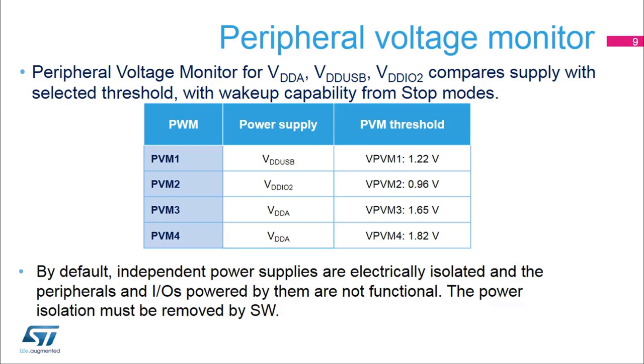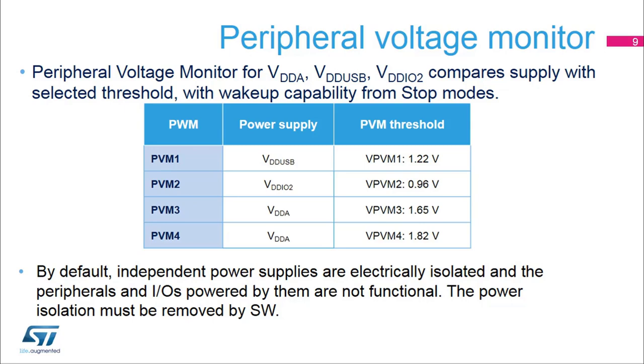The STM32L4 MCU embeds four peripheral voltage monitors to detect if the independent supply is present or not. These comparators have wake-up from stop mode capability. The PVM1 compares the VDD USB voltage with the 1.22 volts threshold. The PVM2 compares the VDD IO2 voltage with the 0.96 volt threshold. The PVM3 compares the VDDA voltage with the 1.65 volt threshold intended for the comparators and analog-to-digital converters. The PVM4 compares the VDDA voltage with the 1.82 volt threshold intended for the operational amplifiers and digital-to-analog converters.